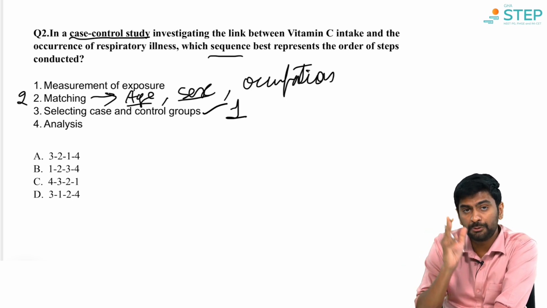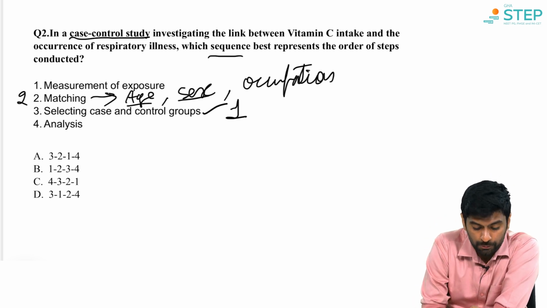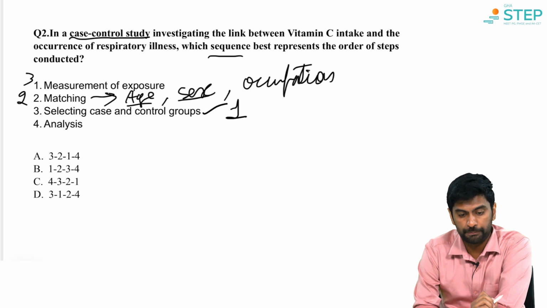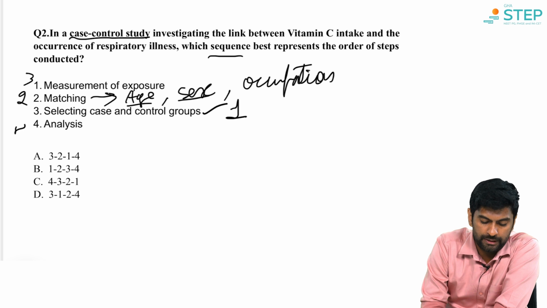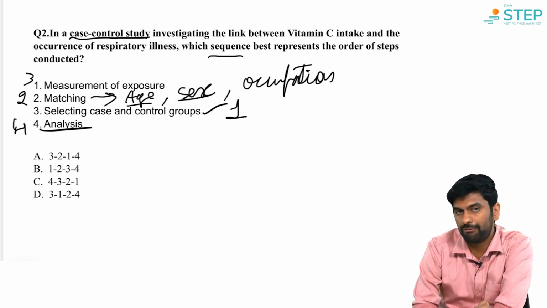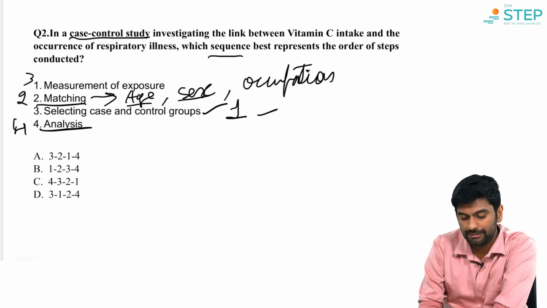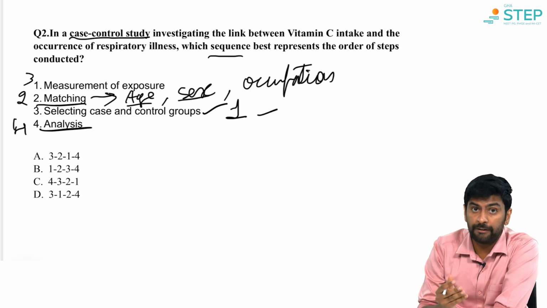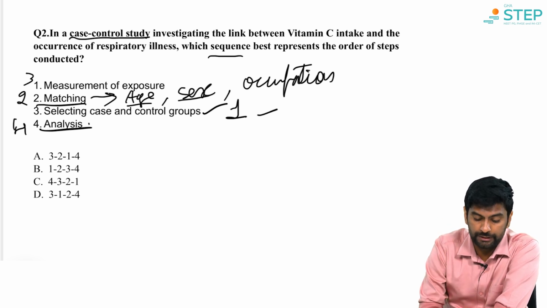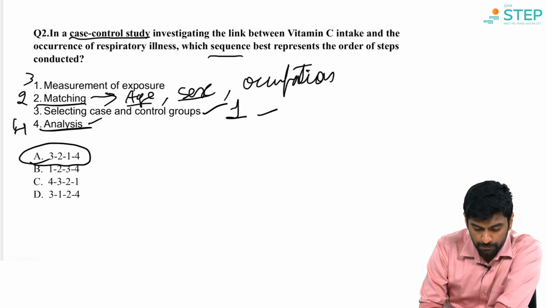After you've matched everything, now you see whether the cases and controls, you see how much of the exposure they have undergone. So again, the third one would be measurement of exposure. Post that, we collect all the data. Next, it's time for the big analysis. So analysis would be step 4. First, we select cases and control groups. Next, we match them for all the common variables like age, gender and occupation. Third would be the measurement of the exposure, both quantitatively and qualitatively, as well as for the analysis. So the order to be followed is 3, 2, 1, 4. The option A would be the correct option.